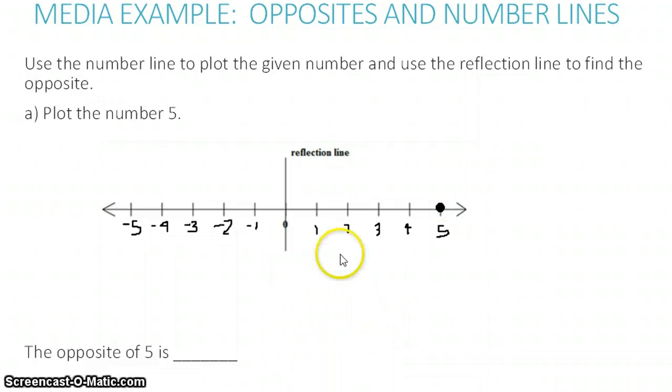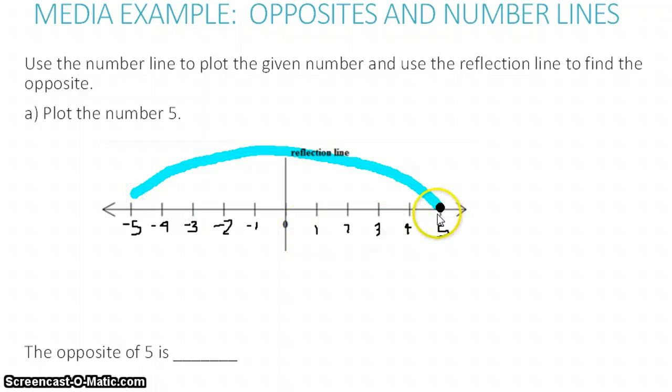Now we're going to use the reflection line to find the opposite of 5. So you could think of the reflection line as a mirror. Let's use blue to show that we are going to reflect from 5 across this reflection line, equidistant on the other side, and we will plot -5 with this pink dot. So we have found that the opposite of 5 is -5.